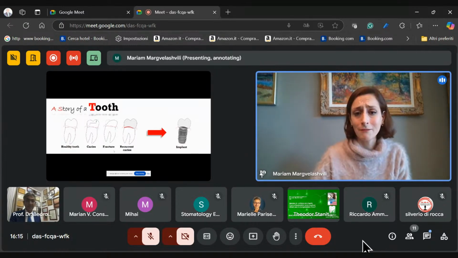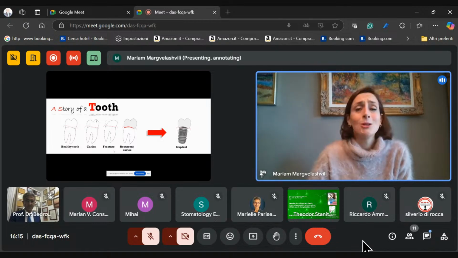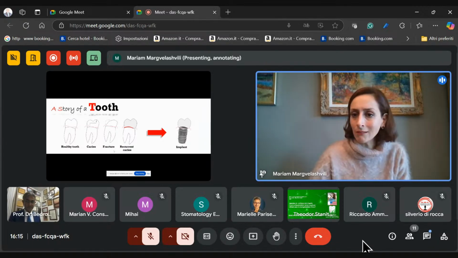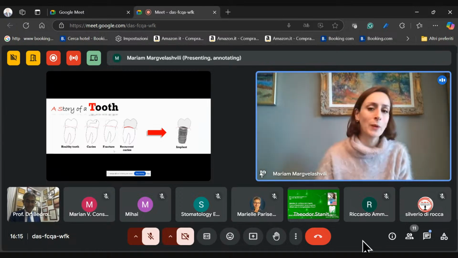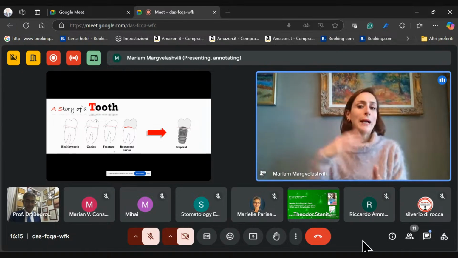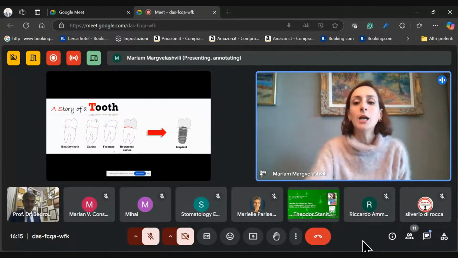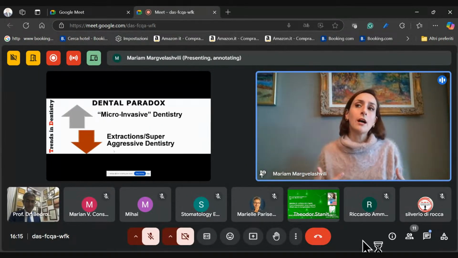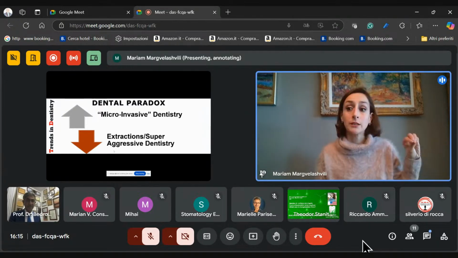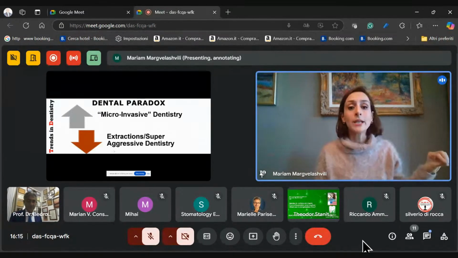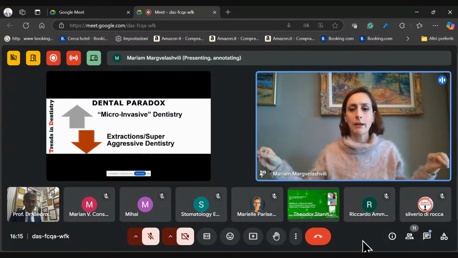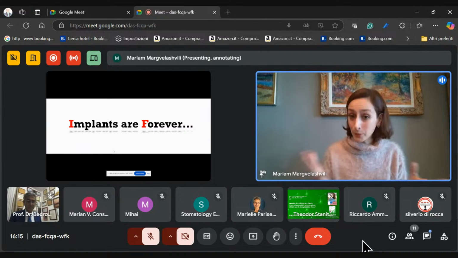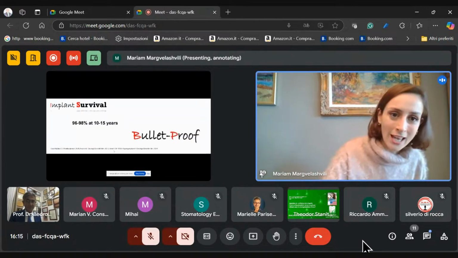And regardless, when I go to conferences, when there is recurrent decay, no one wants to treat the tooth anymore. Tooth catches a cold, they take it out and replace it with an implant. We bypass therapy, bypass crown lengthening, and go straight to implant. It's a dental paradox. Either we're into micro-invasive dentistry where we are encouraged to work with a microscope, or we see super aggressive extractions, edentulate the patient, and provide implant-retained restorations. Implants are forever. That's the perception.